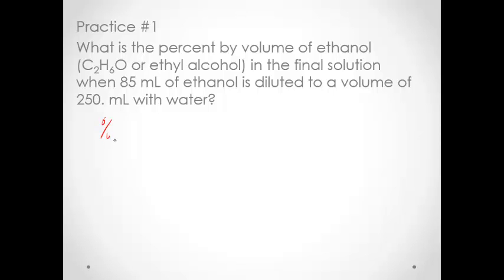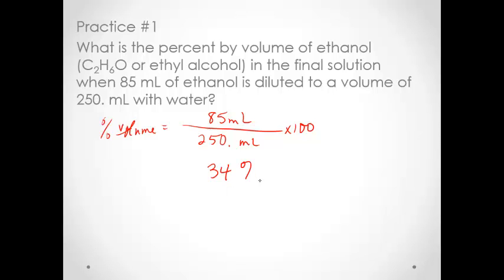So our percent volume says that we need to know the volume of our solute, which is 85 milliliters, and the volume of our solution, which is 250. We multiply that by 100 to get a percent. With two significant digits and some math, we end up with 34% ethanol.